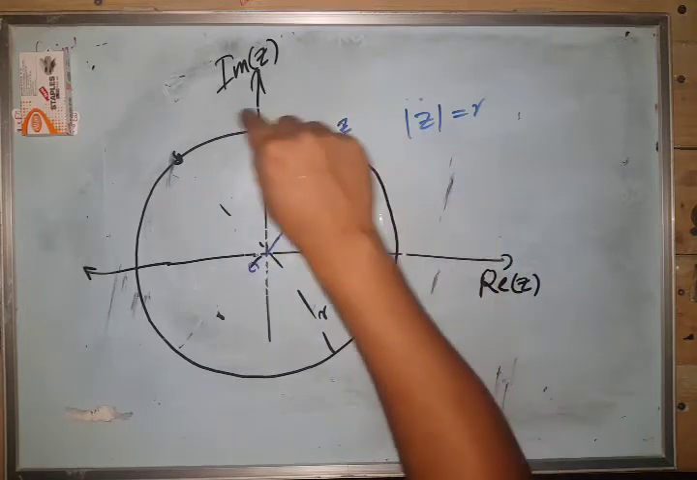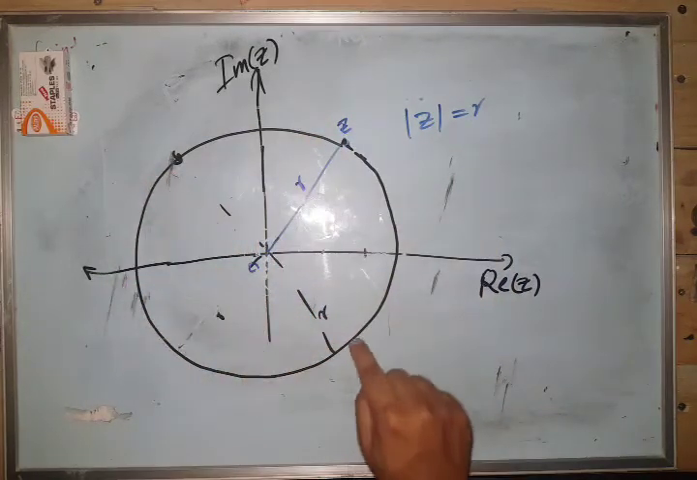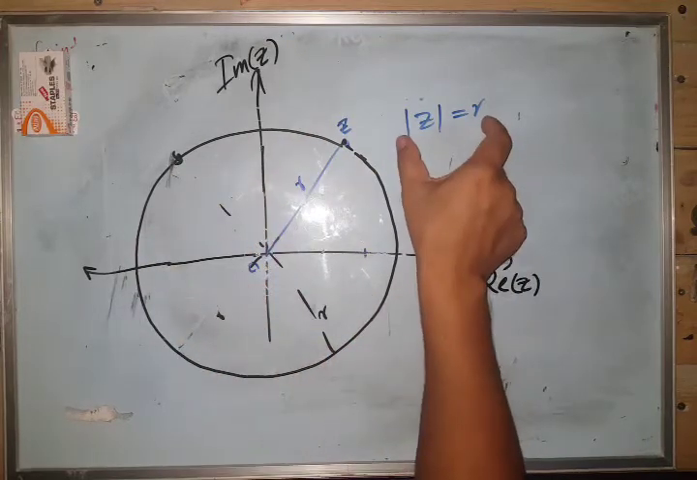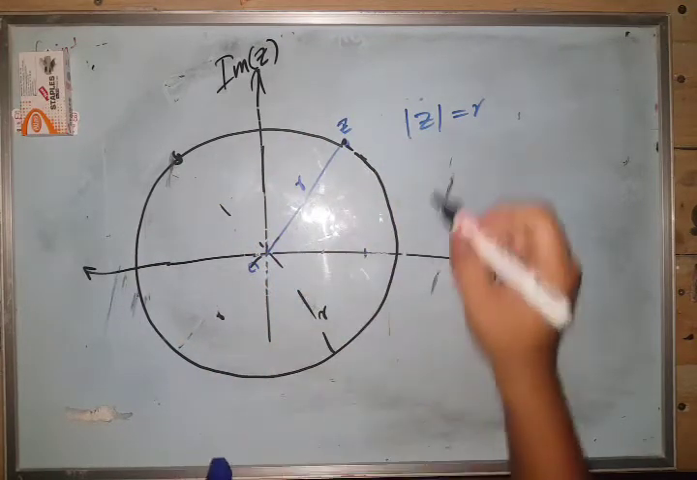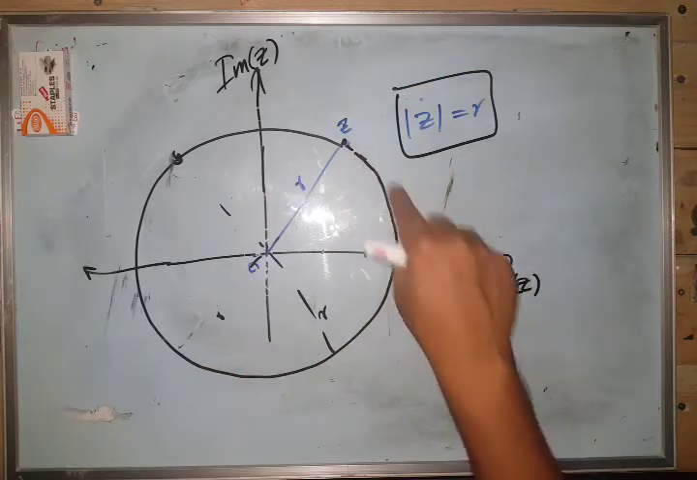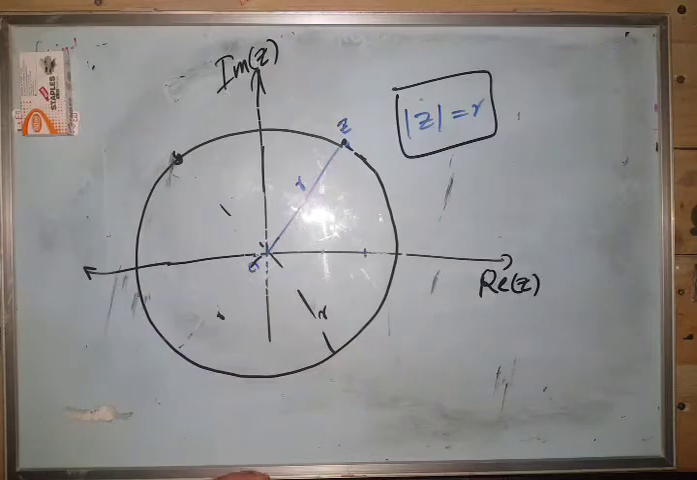which means any complex point which falls upon this circle will satisfy this equation. You can see here that this will give you a circle.